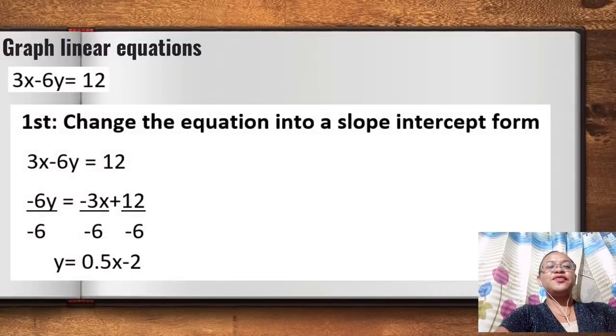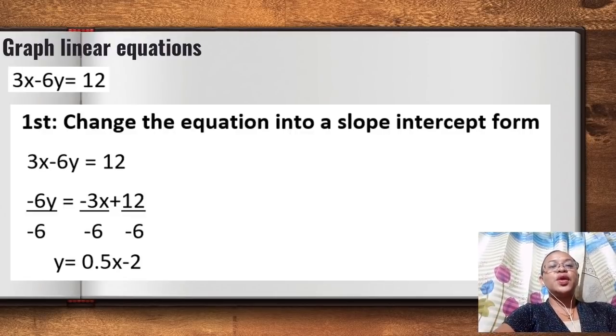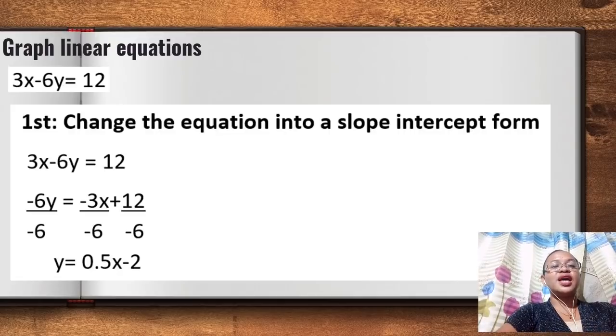Let us now graph the linear equation 3x minus 6y equals 12. So this equation is in standard or general form. So we transform it into slope-intercept form. To transform it, we will transpose those expressions that should not be on the left side of the equation. In slope-intercept form, the left side of the equation should only be y.